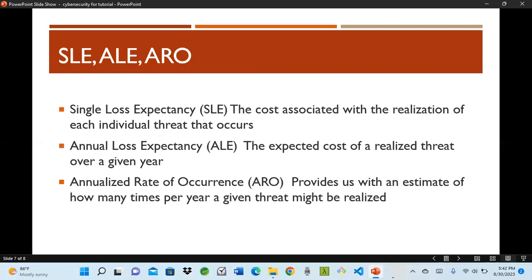SLE, ALE, and ARO. So SLE is single loss expectancy. It's basically the cost associated with the individual threat that occurs. Annual loss expectancy, that's the expected cost of a realized threat over a given year. And annualized rate of occurrence provides us with an estimate of how many times per year a given threat might be realized.